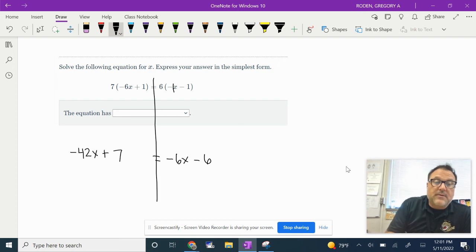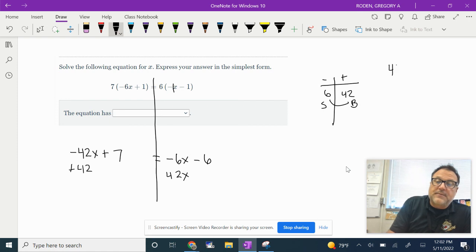All right, so the next thing I'm going to do is attack the weaker variable. So I'm going to add 42x to both sides. Make my little chart over here, negative, positive. I have a negative 6 and a positive 42. So I'm going to subtract and keep the bigger sign, which is going to be positive. So 42 minus 6, let's see here. 6 is 2 and 4 more. So we could go down to 40 and then 36. So I'm thinking we're getting 36 here, right? Is that right? Okay. All right.